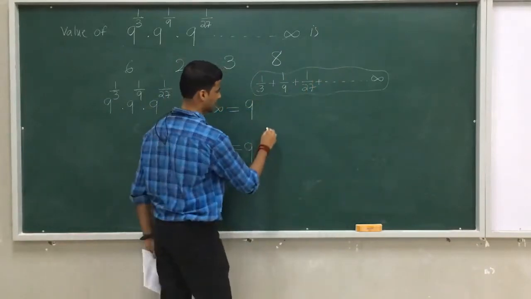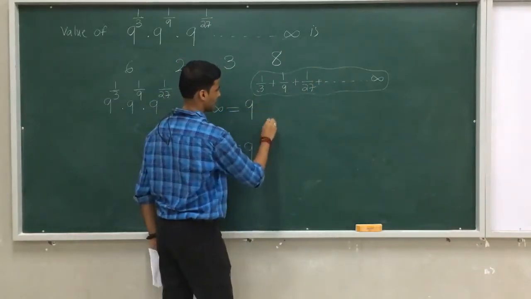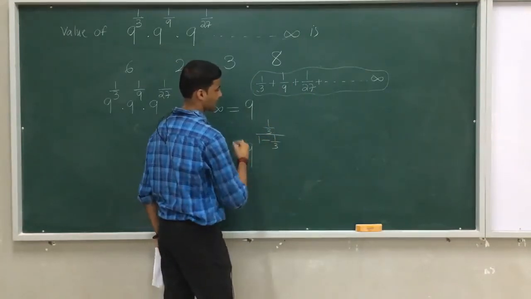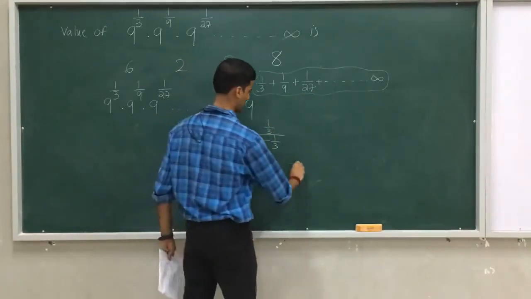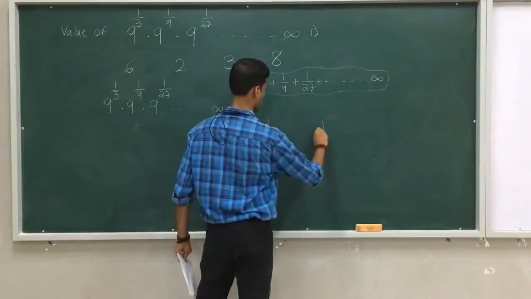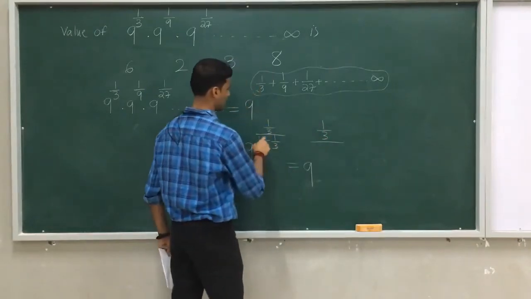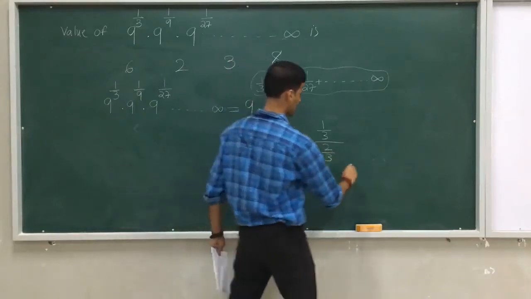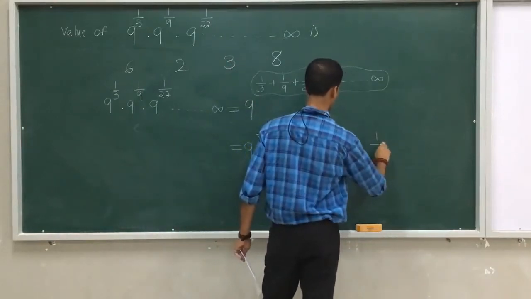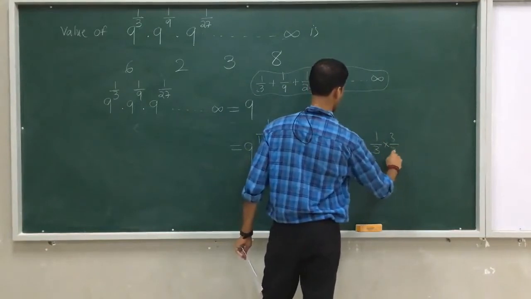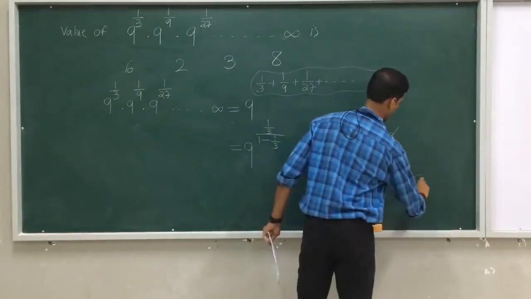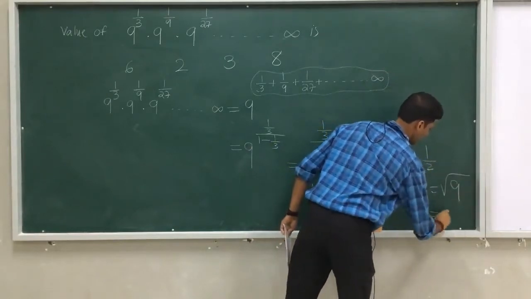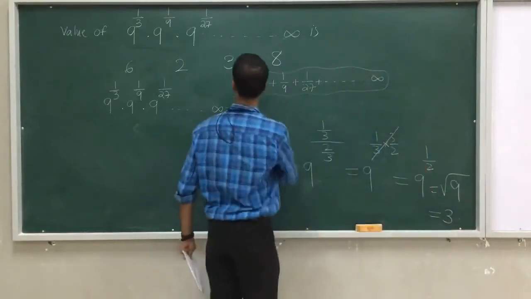So I will apply the S infinity formula, A divided by 1 minus R. A is 1 by 3 divided by 1 minus 1 by 3, which is 9 to the power 1 by 3 divided by 2 by 3. So I can write this as 9 to the power 1 by 3 into 3 by 2. They will cancel. It is 9 to the power 1 by 2, which is root 9, and root 9 is 3.